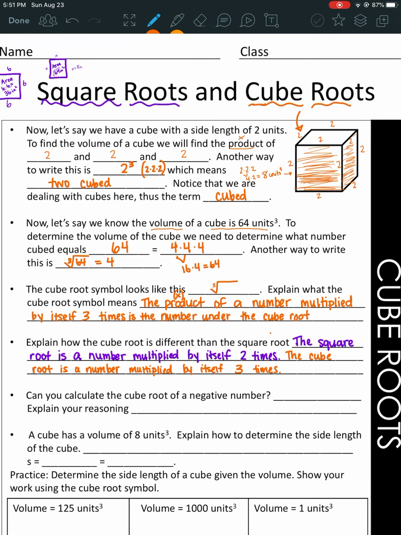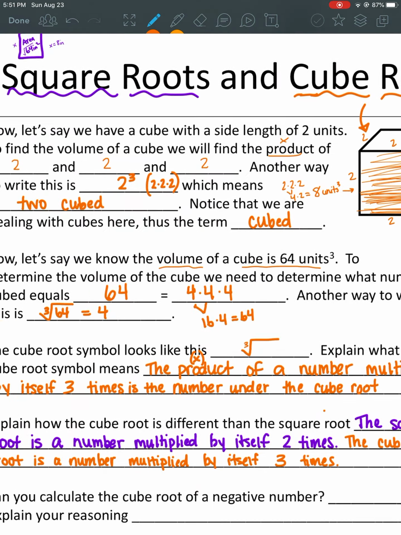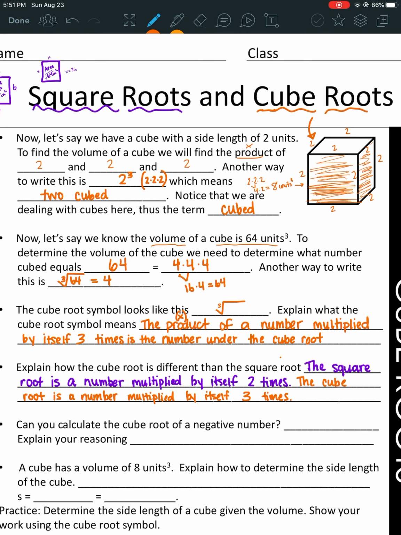So that's what a cube root looks like. Okay, now I already wrote this down for sake of time. It says explain what the cube root symbol means. So what that means is the product, and I put a little multiplication sign above product to remind you. So the product of a number multiplied by itself 3 times is the number under the cube root. Okay, and I'll zoom out so that you can copy that down in your notes. So cube root means the product of a number multiplied by itself 3 times. So x times x times x, whatever that value would be for x.